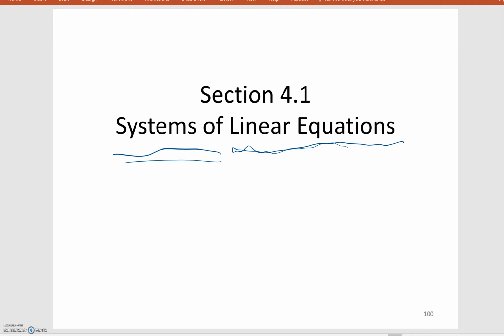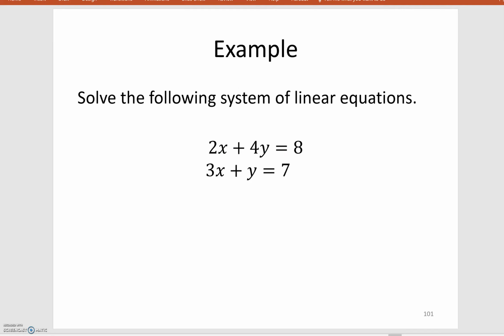So rather than just having one linear equation, we're going to be looking at multiple linear equations simultaneously. And here's an example of this. As you can see here, I've just got two linear equations, and this is a system. So it's a system of two linear equations. Now, if you don't recognize these as linear, you need to go back and look at the definition of a linear function, because these definitely are linear.